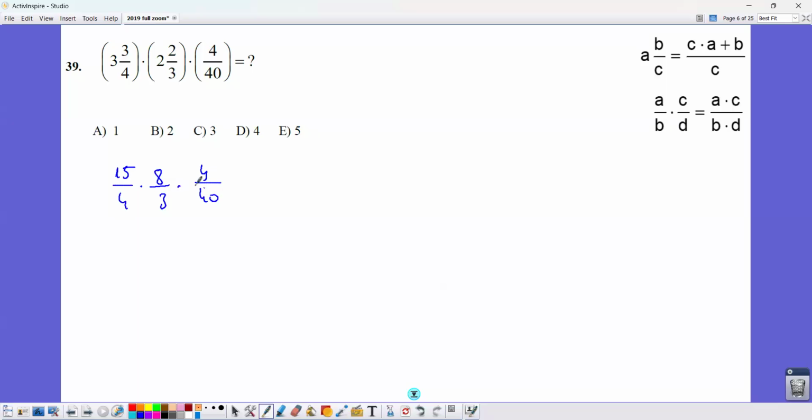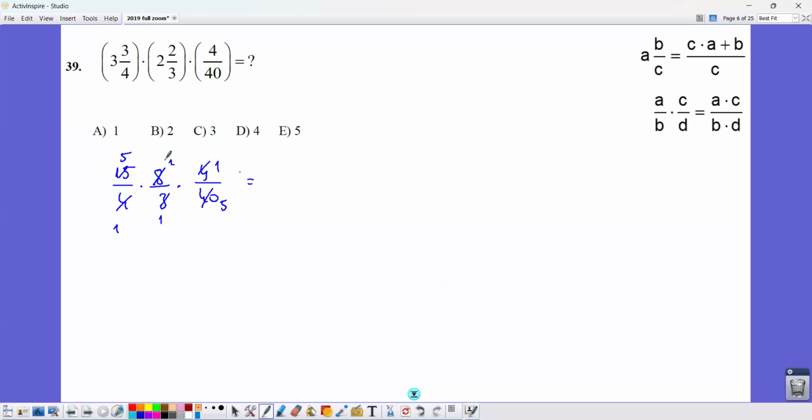So look, 40 and 8. If I will divide 40 by 8, it will be 5, and here 1 will be left. This 4 and this 4, they can cancel each other. Both of them will be 1s because it's like dividing by 4, both of them. Then 15 divided by 3, here it will be 1, here it will be 5.